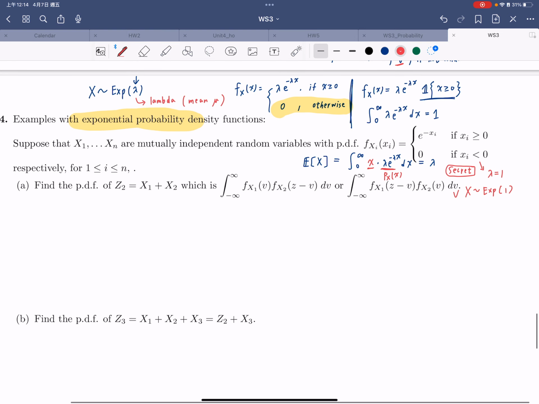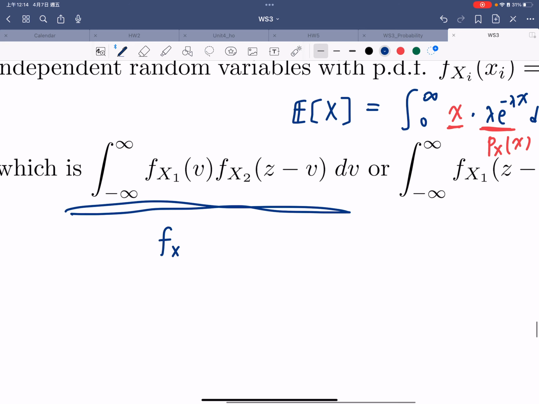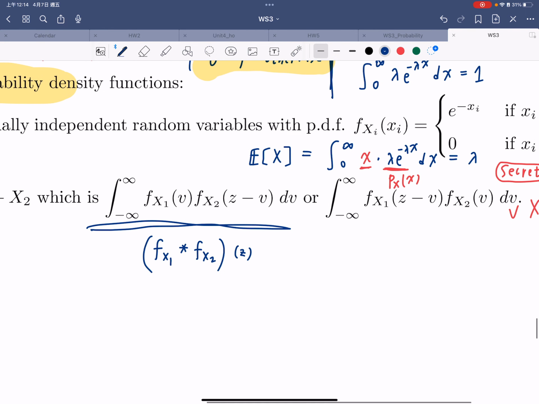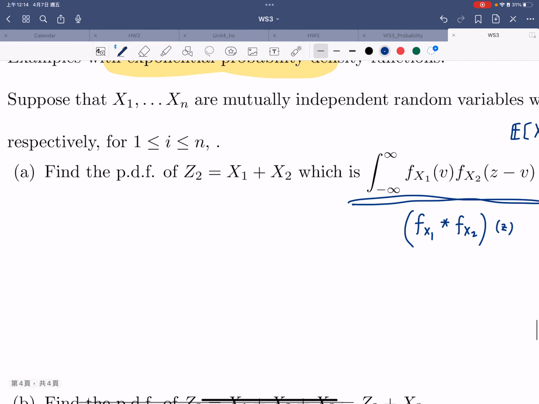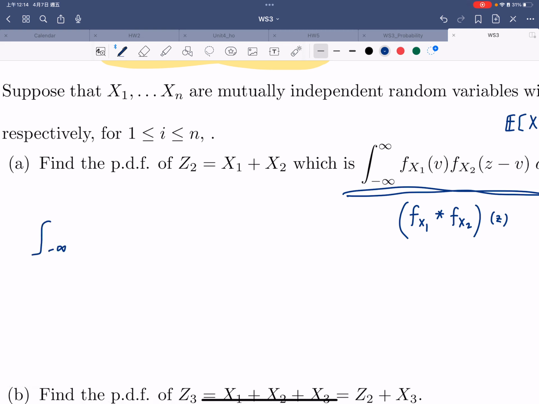Find the PDF of z equals x1 plus x2. So which is this guy? We know that it is the convolution of fx1 and fx2 at z, right? So these two are basically the same, just convolution. Now we want to integrate from negative infinity to infinity, fx1 of u. I write the u so that it will be easier to see.